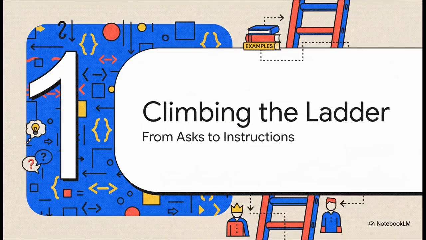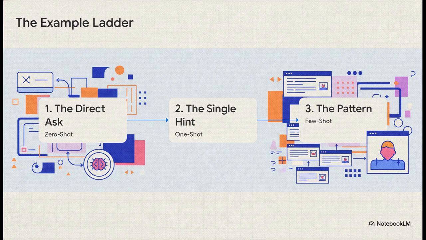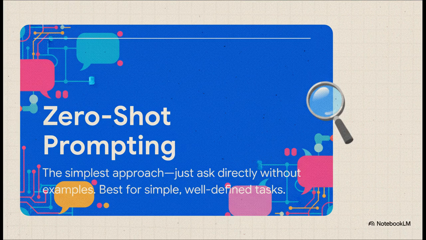All right, first up, let's look at a few techniques that are all about showing, not just telling. I want you to think of it like we're climbing a ladder, where every single step up gives us a smarter way to give instructions. So here are the 3 rungs on our ladder. We'll start with the most basic, the direct ask, that's also called 0 shot. Then we'll move up to giving a 1-shot hint. And finally, we'll get to the really powerful stuff, the few shot pattern. Let's break them down.